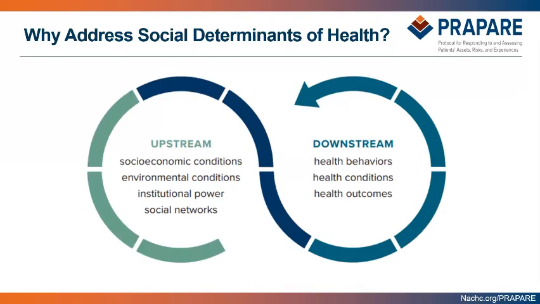As we saw in the last diagram, social determinants of health can encompass social economic conditions, environmental conditions, institutional power, and social networks. These factors exist upstream in that they occur and interrelate with each other to ultimately influence characteristics that manifest further downstream, such as health behaviors, health conditions, and health outcomes. While some social determinants of health are within an individual's control, many lay outside an individual's control, ultimately impacting their health outcomes.